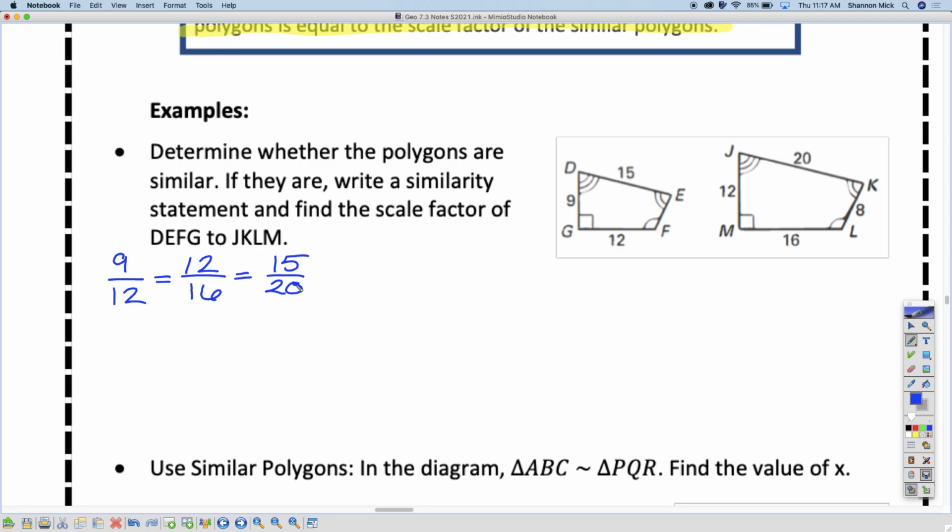Okay, so what do I need to do with these ratios? I need to reduce them, right? With the first one, 9 and 12 reduced by what? 3. So I get 3/4. Okay, 12 and 16 reduces by 4 to get 3/4. And then the next one reduces by 5, and I get 3/4. So my scale factor is what? 3/4.